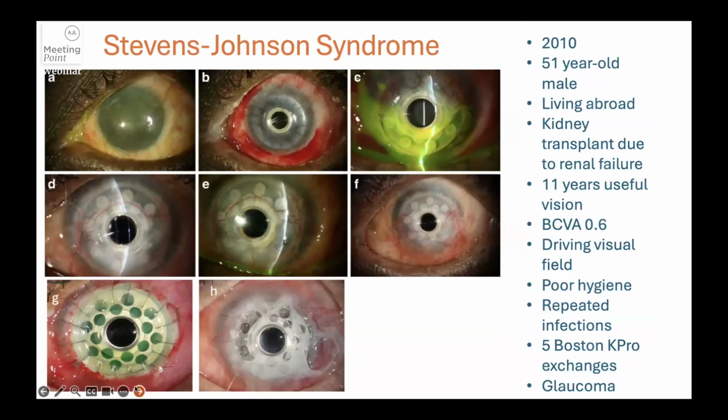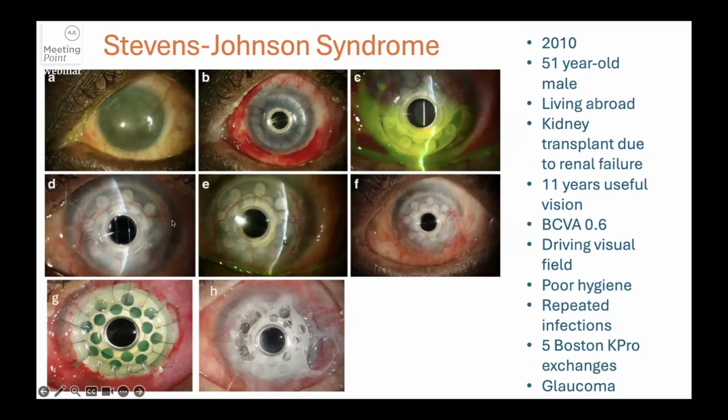So let me share one of the first few cases that I did. If you look at picture A, up on the left, you can see that it's a wet blinking eye. I was just a beginning keratoprosthesis surgeon back then. It's a Stevens-Johnson male, 51 years old, living abroad. He had a kidney transplant due to renal failure, and he was immune suppressed.